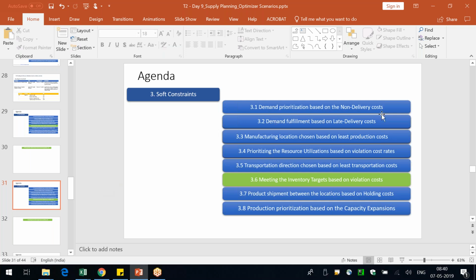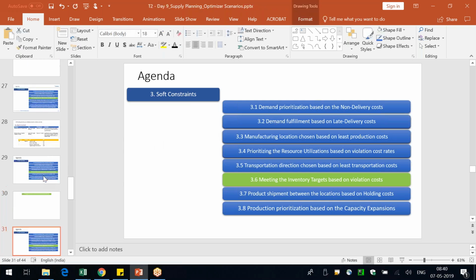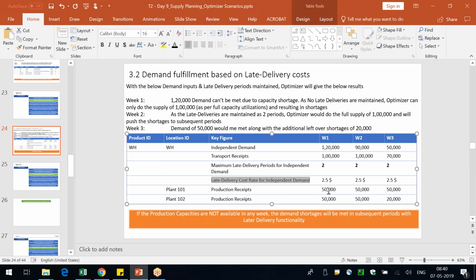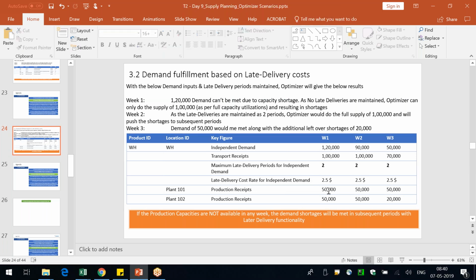For example, here late delivery, there is a cost attached to it. So this late delivery cost rate. If I'm saying late delivery cost rate for independent demand, that means the cost that I incur if I do a late delivery. So if I give a very high late delivery cost, and the system thinks that I cannot meet the demand, I can postpone it. For how many days can I postpone? 2 periods I can postpone.